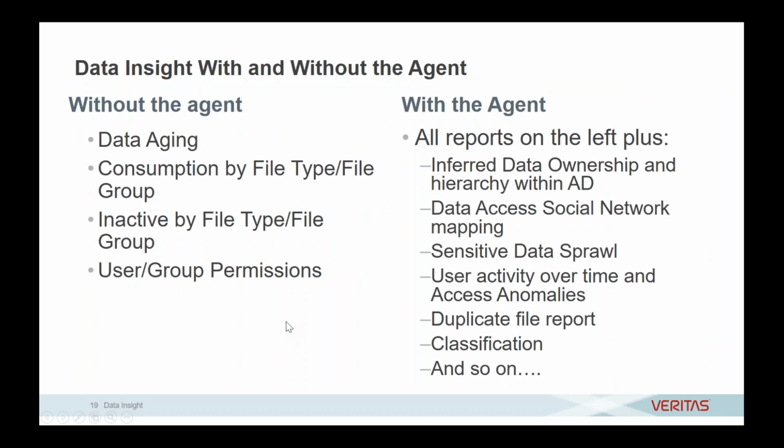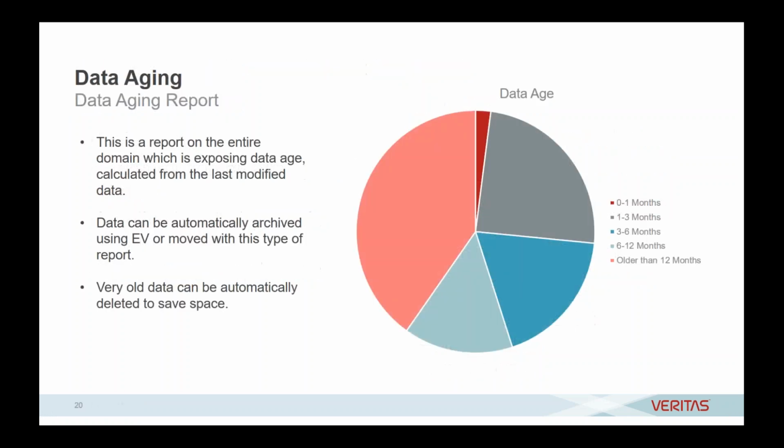So if you just want to run a basic report without the agent, you can still report on inactive file types, consumption by file types, but with the agent, as I mentioned earlier, we get our data access events. So we get user anomalies, we get that security view I showed you just now, the risk dossier, and so on. And just a couple more very basic data aging reports.